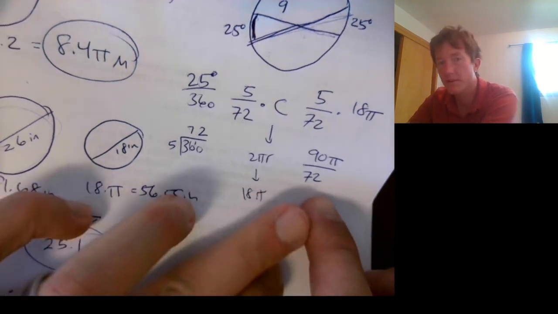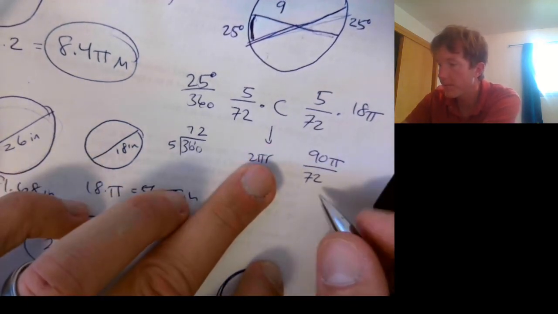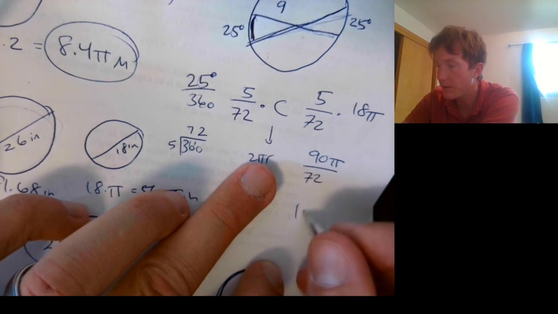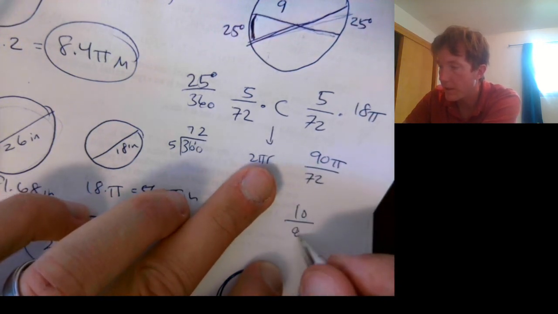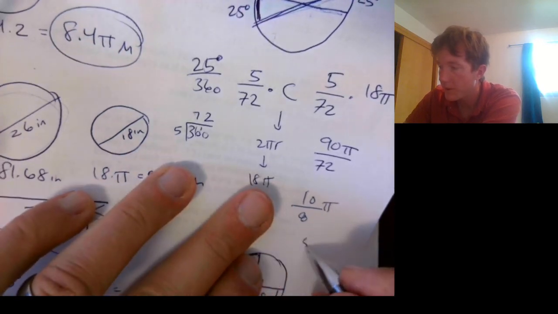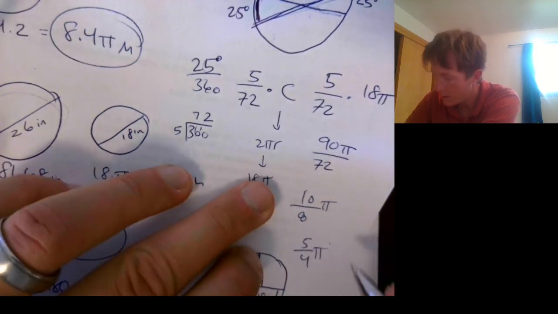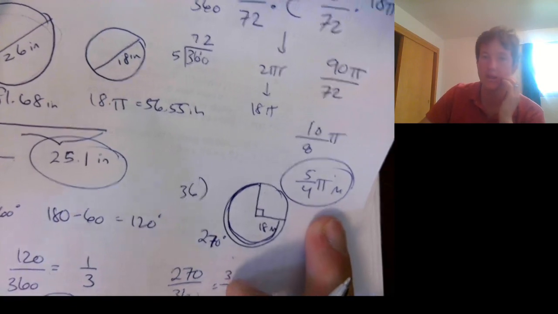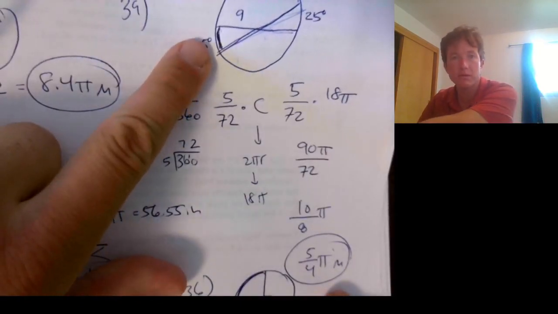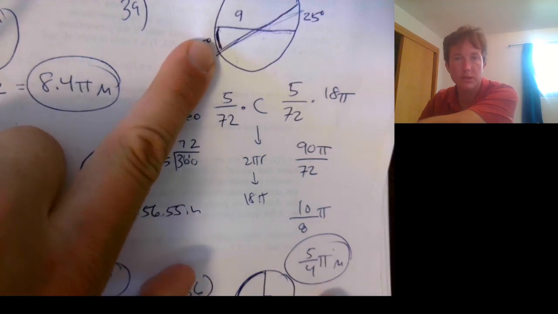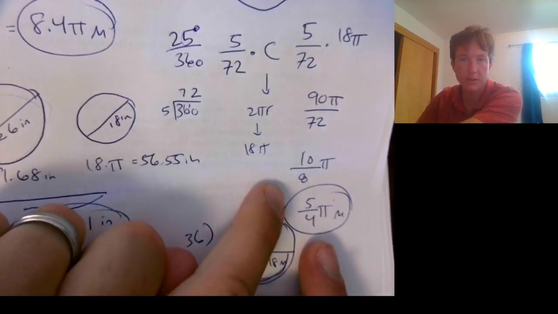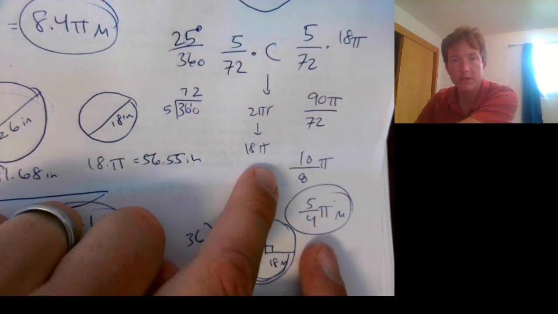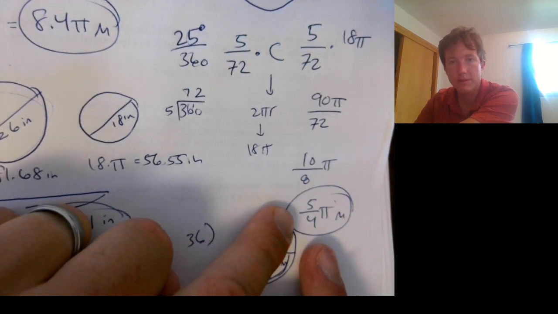Yeah, I can take out 9s. So I'm going to reduce this by 9s. So if I factor out a 9 out of each of these, I get 10 over 8 pi, which is 5/4 pi. Did it give us a unit? It did. 5/4 pi meters. So that is how long this little section of the circle is, with a lot of fancy fraction work. You could have also factored out 18 out of these numbers, but that wasn't so obvious. Okay, so this is 5 pi over 4 meters.